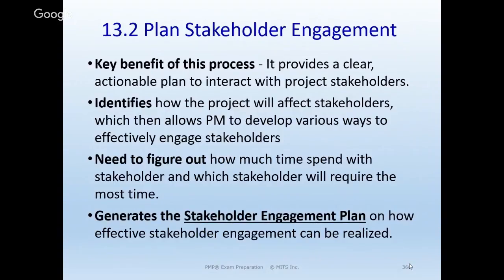13.2 then is going to be plan stakeholder engagement. So the key benefit here is really putting together good plans on how we're going to work with and deal with the various stakeholders. So we've already put together that stakeholder list just a minute ago, or maybe more than a minute ago. We want to figure out good strategies for dealing with the various stakeholders. So we need to find out what their interest is, how much they're going to be involved. And we can't spend all our time with everybody, so we want to really key on those key people that we're going to need to work with. So out of this will come our stakeholder engagement plan.